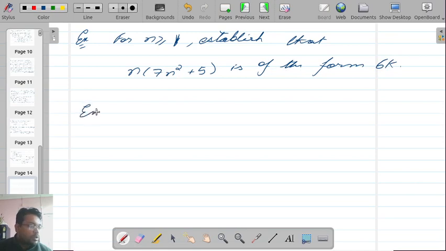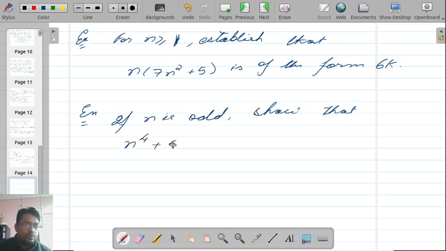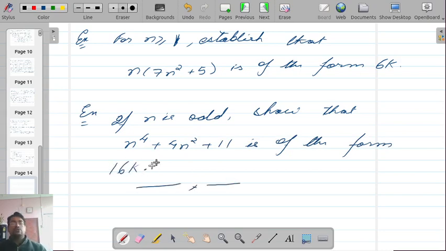Another one: if n is odd, show that n to the power 4 plus 4n square plus 11 is of the form 16k. Or this could be given in some other form: show that this is divisible by 16. Or show that this is divisible by 6. So please try it.